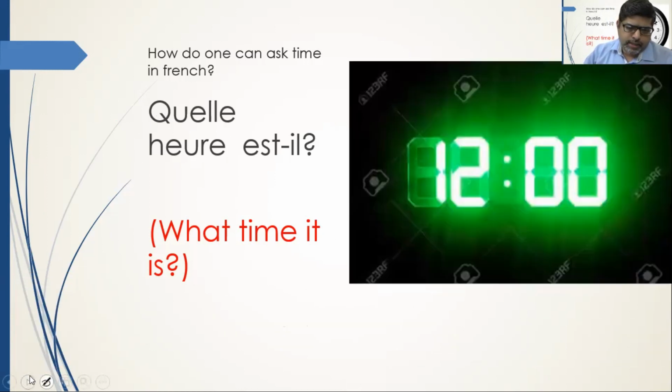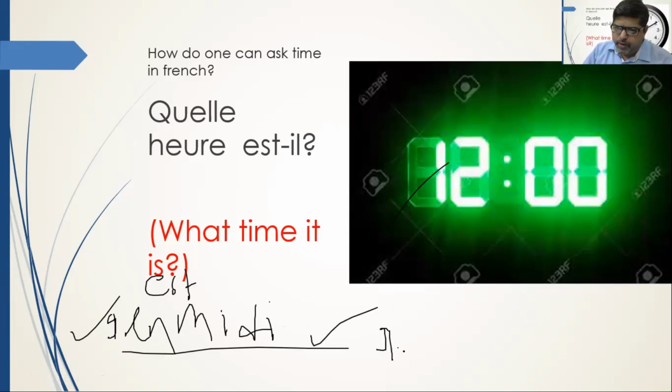Getting it clear? Next, Quelle heure est-il? It is 12:00 hours. So il est midi, this is exact afternoon. 12:00 is the hour time, it is afternoon. So il est midi, simple, the way that we are writing. Il est 12 heures, that is DOUZE, 12 heures.